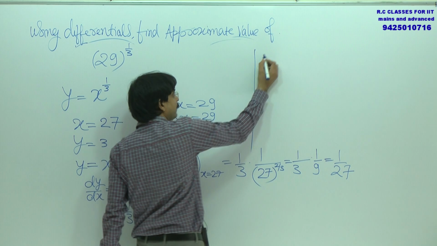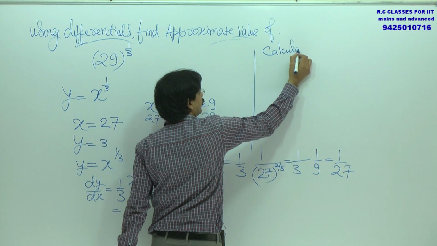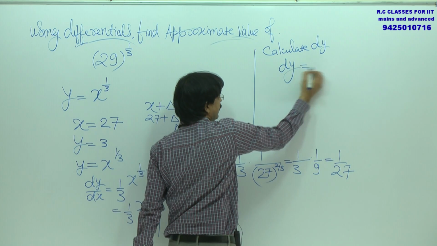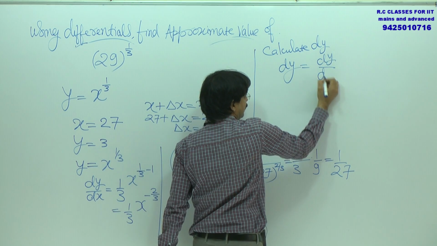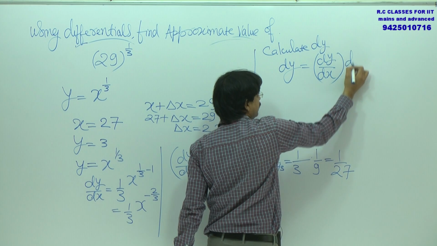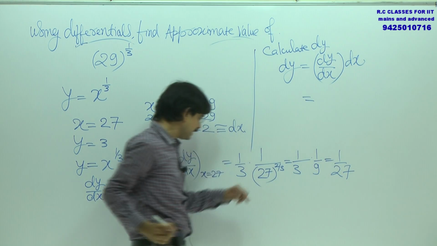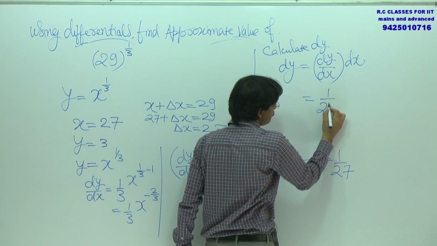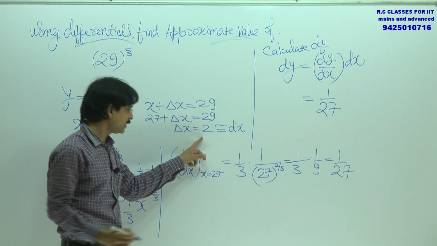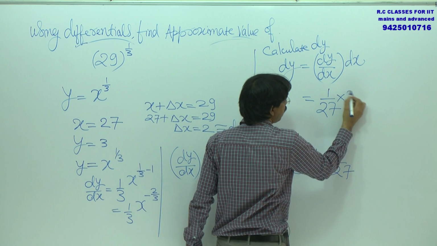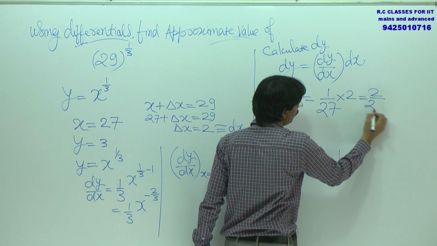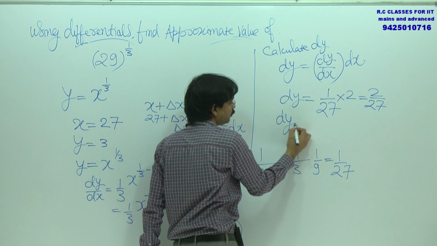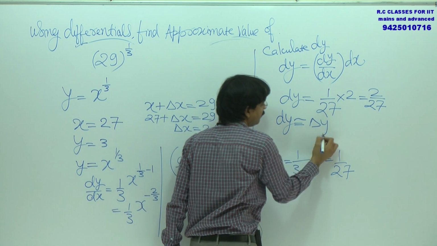To calculate dy, we'll be using the relation dy is equals to dy by dx into dx. dy by dx at x equals to 27 is going to be 1 by 27. That dx is nothing but 2. It is 2 by 27 there. This is dy, and that dy is clearly equivalent to delta y.